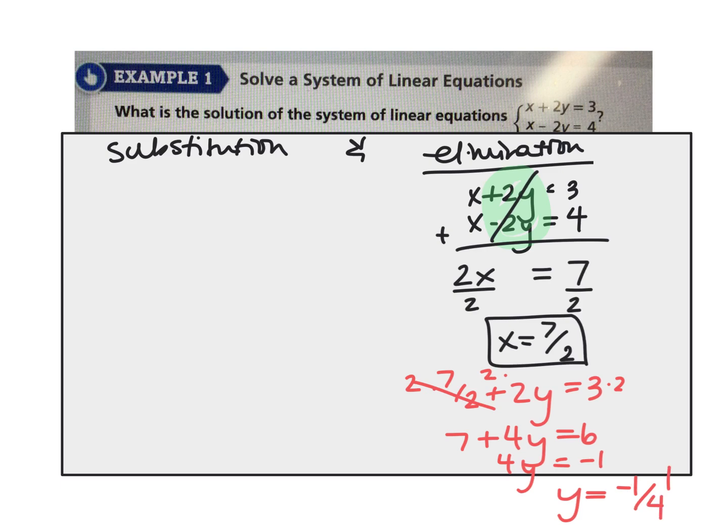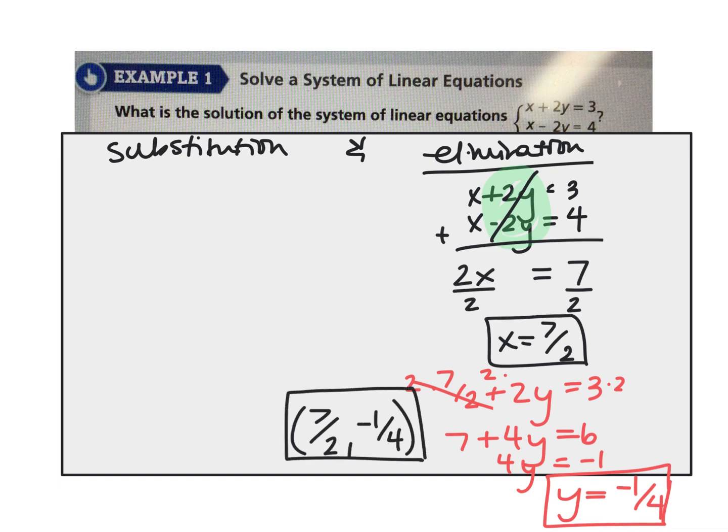So for this system of equations, my final solution, again, is going to be written as an ordered pair, and the ordered pair is (7/2, -1/4). Make sure you put the x in the x spot and the y in the y spot.